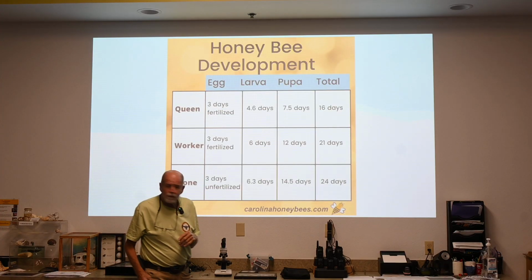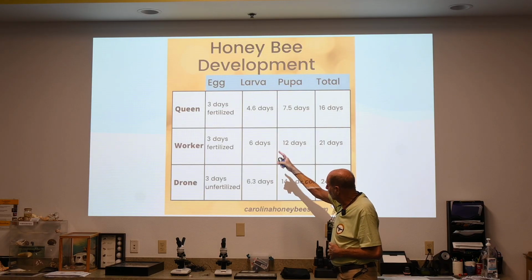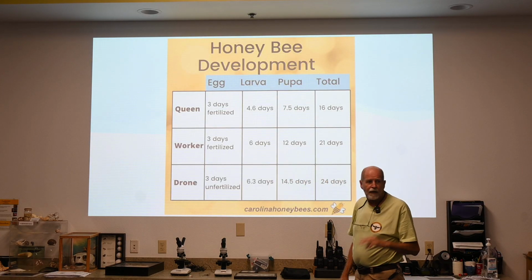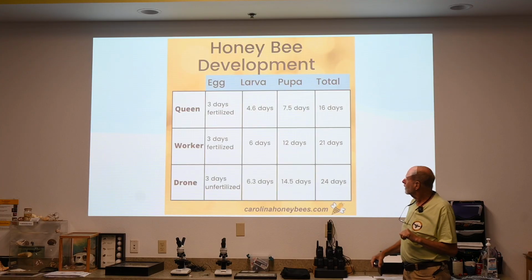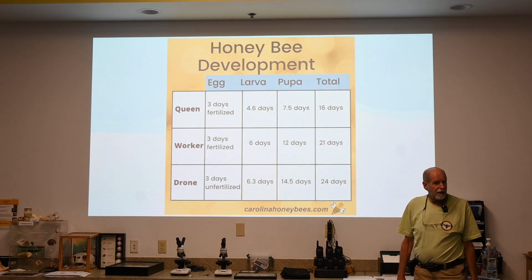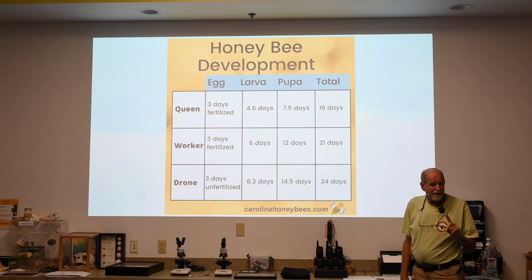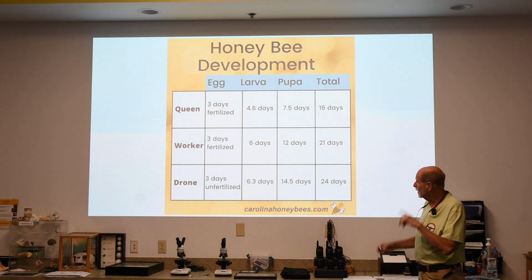Each type of bee starts out as an egg, and all 3 of them last 3 days. The drone is an unfertilized egg. So he does not have a father, but he has a grandfather. And he can have sons. Figure this one out. Okay.